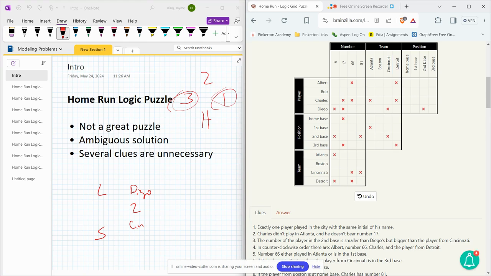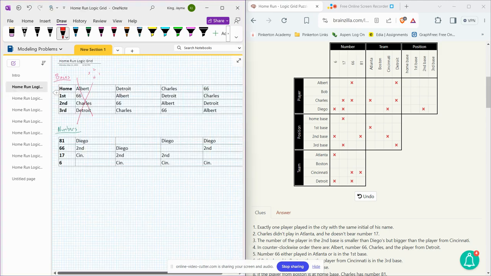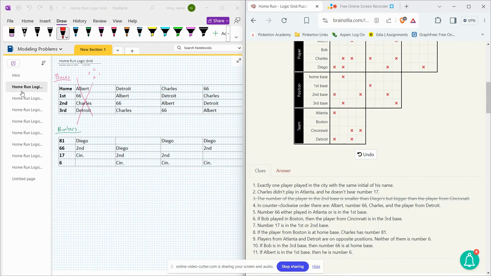Lovely. Okay, so that's going to be kind of just my start. What I did then is I started diving into clues number 3 and number 4. And I made these little tables to just break down what my different cases are. In terms of the bases, this was just my diagram to help me out with what order the bases went in.